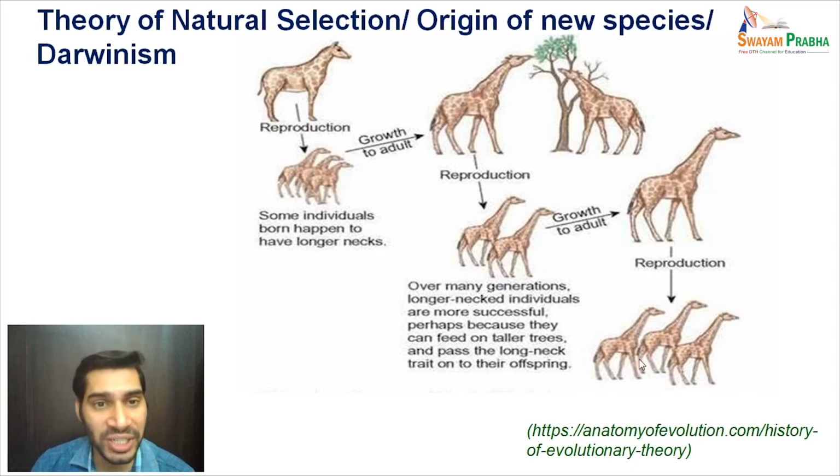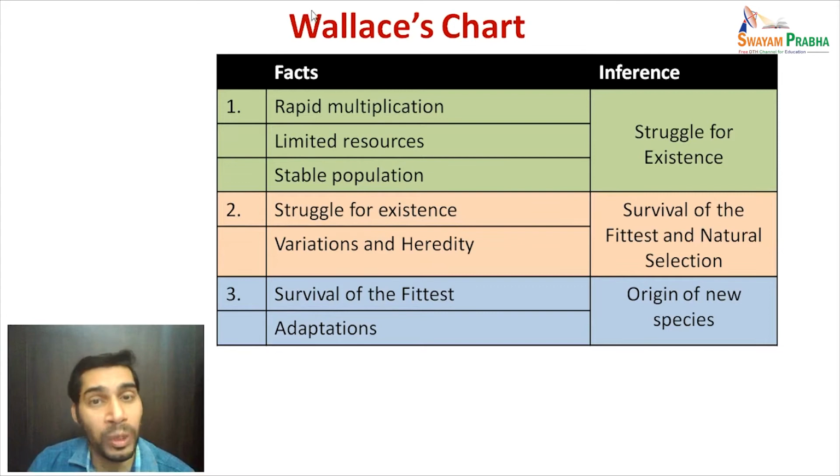As we said, Wallace also did similar work and proposed a similar theory just like Darwin, but independently. So this is represented in the form of the Wallace chart. But very similar views. There is a rapid multiplication, but the resources are limited, hence the population is kept stable.